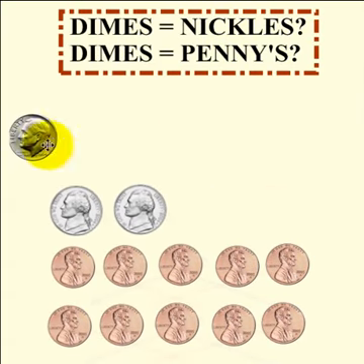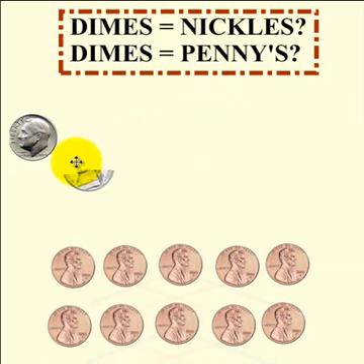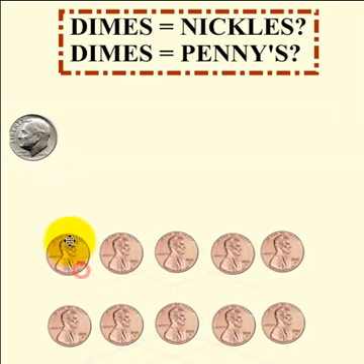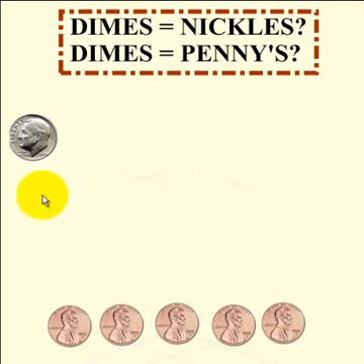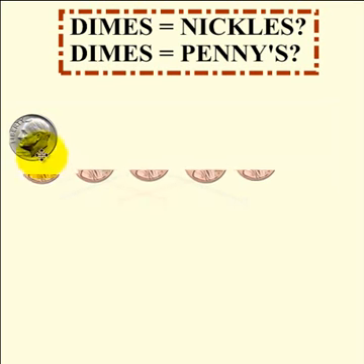Now let's see what a dime is made up of. It's made up of 1, 2 nickels. So let's take 1 nickel and go into a dime, and 2 nickels. So there's 2 nickels. A dime is equal to 2 nickels. How many pennies do you think a dime is equal to? If a nickel is equal to 5, then a dime must be equal to 5, 10. A dime is equal to 10 pennies.